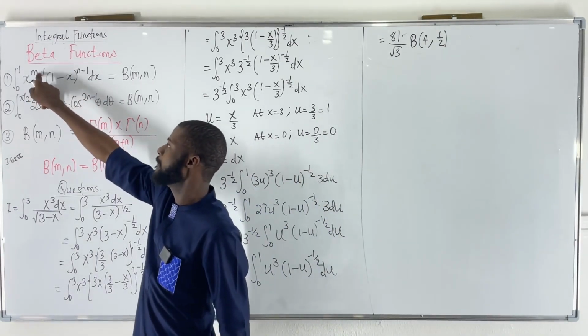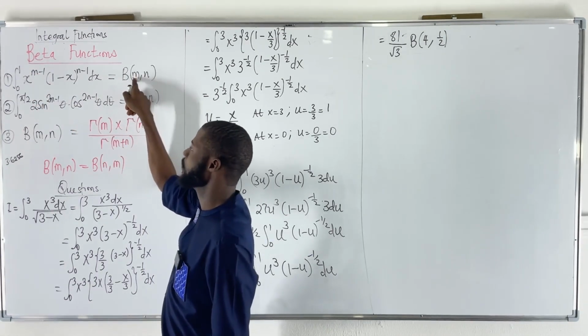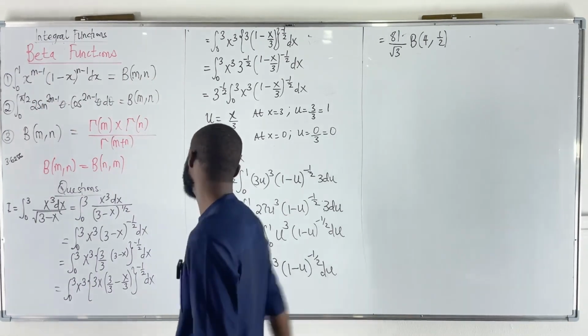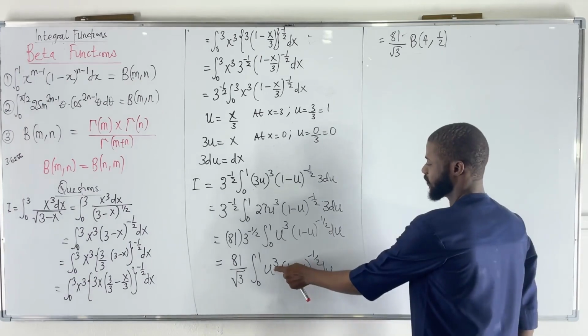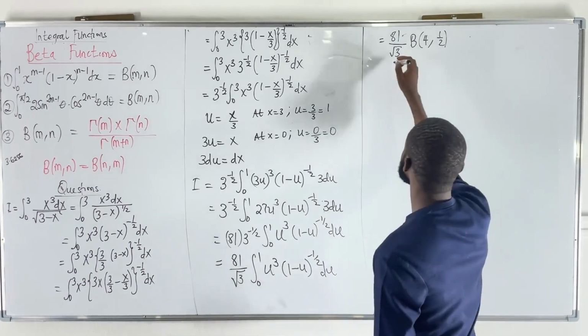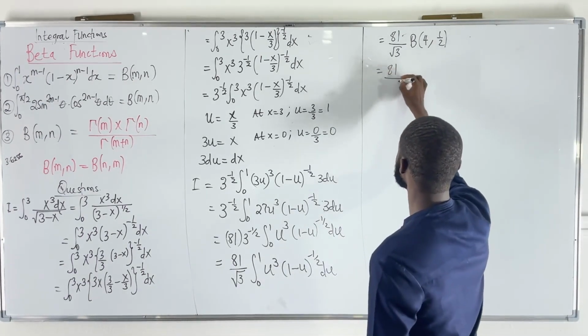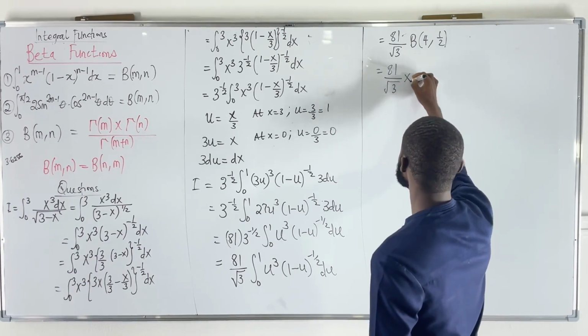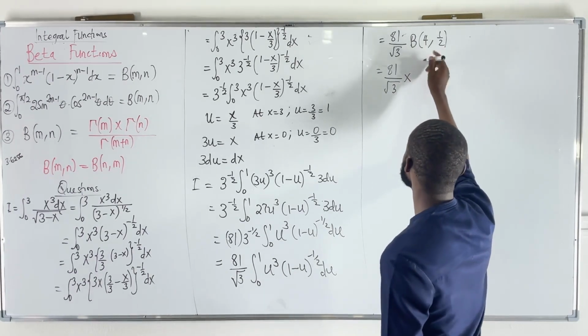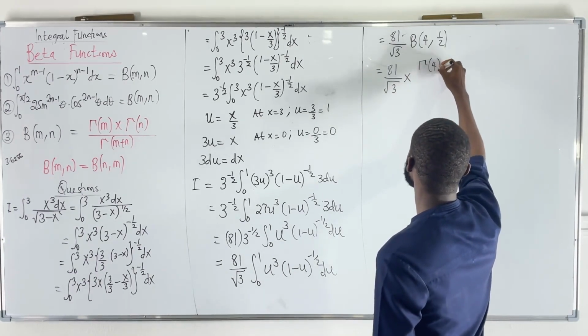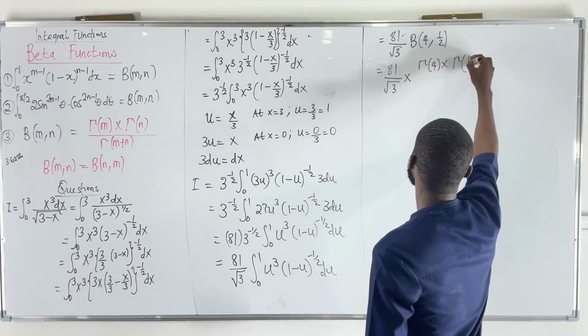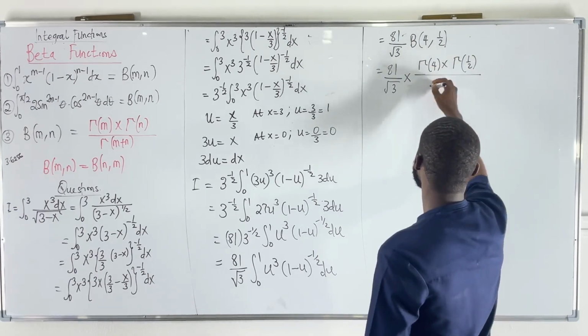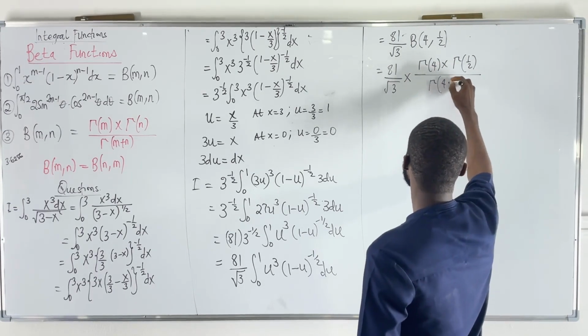Remember that we're following this. So if this is m minus 1, to write it in terms of beta, you must add 1 to it. That was why I added 1 to 3 and added 1 to this. So this will be 81 divided by root 3 times, now in terms of gamma, the gamma of 4 times the gamma of half divided by the gamma of 4 plus half.